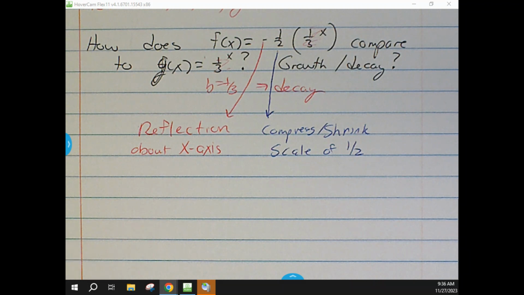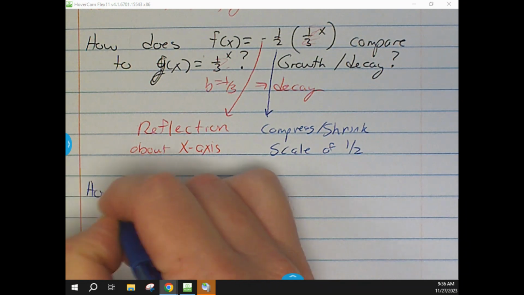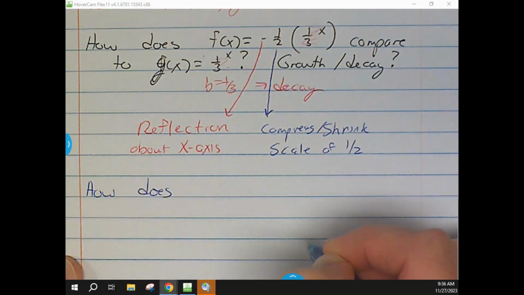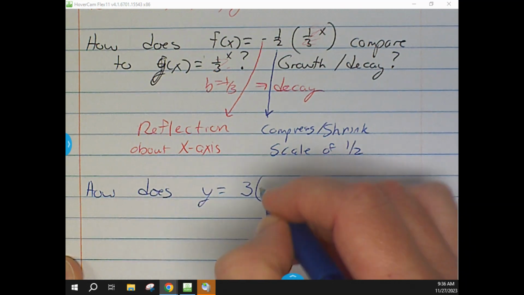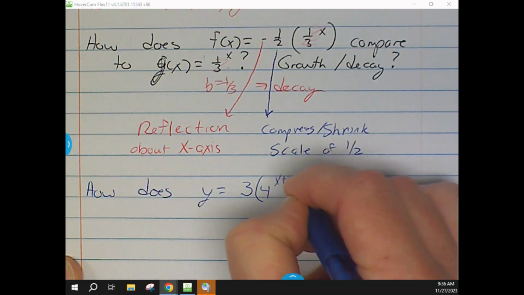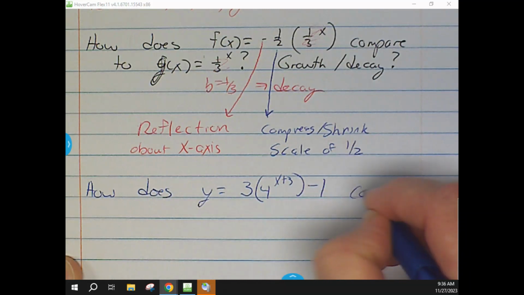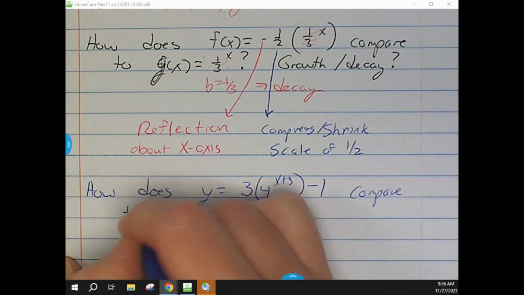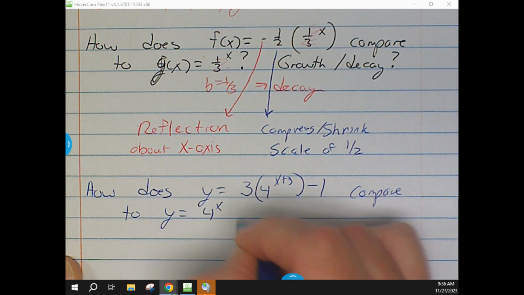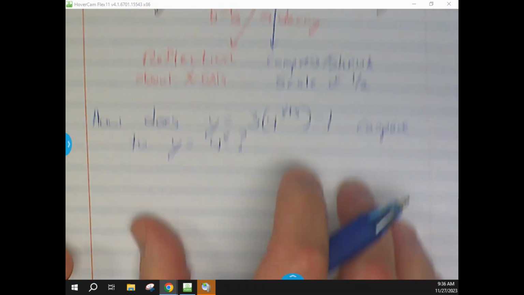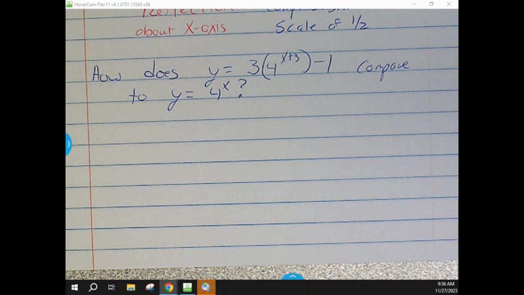Okay, one more of these where we just describe the movements of it, and we'll show you a few other little things here. So let's do 3 times 4 to the x plus 3, minus 1. And how does that compare to 4 to the x power?